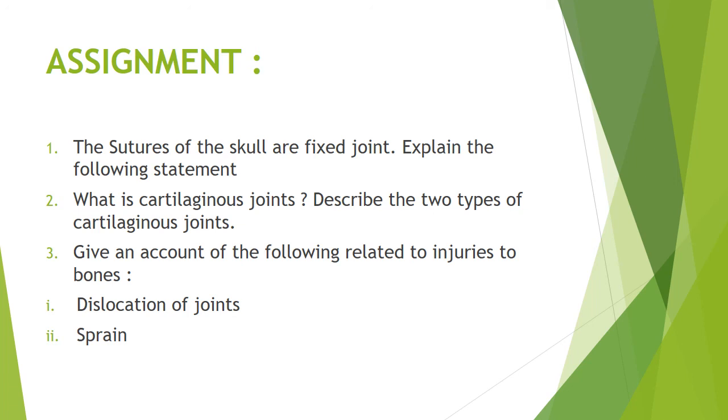Okay students, you have to do the assignment as well. In today's assignment, you have to do three questions. Number one, the sutures of the skull are fixed joints. Explain the following statement. Number two, what is a cartilaginous joint? Describe the two types of cartilaginous joint. Number three, give a brief account of the following related to injuries to bones. Number one, dislocation of joints, and part B, sprain.